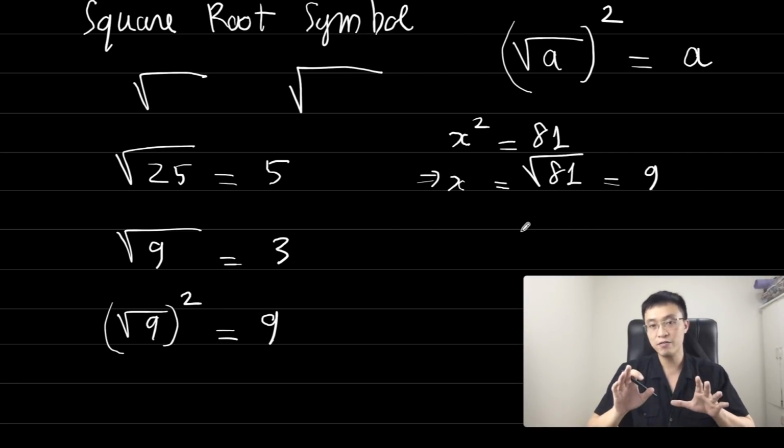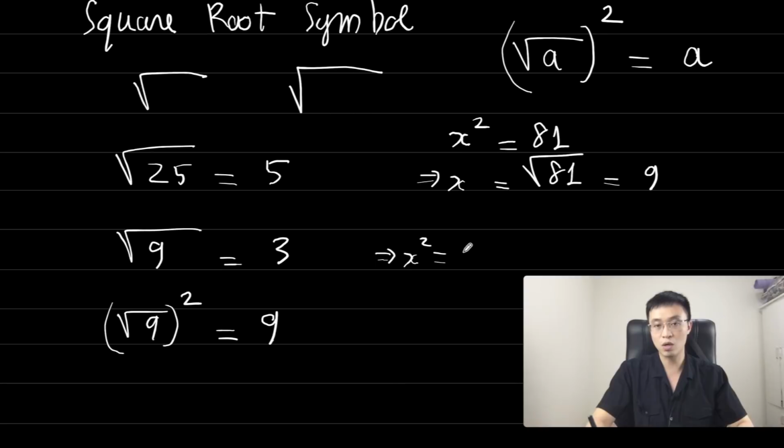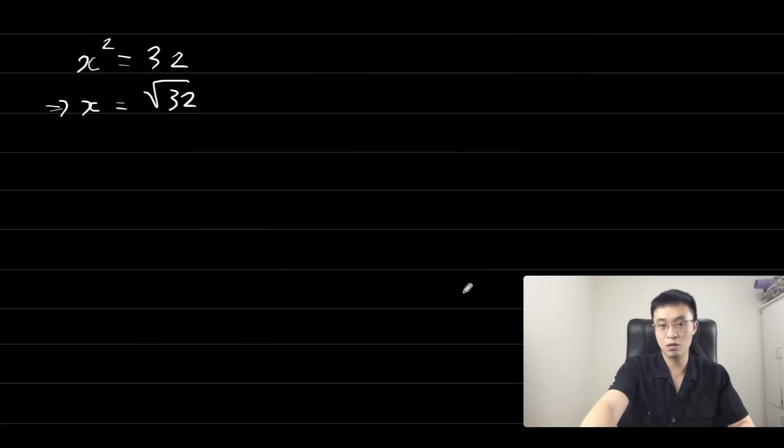But it's not easy for other numbers. For another number, x squared equal to 32, x will be equal to the square root of 32. But you also have plus or minus the square root of 32. So let me make this step clearer.